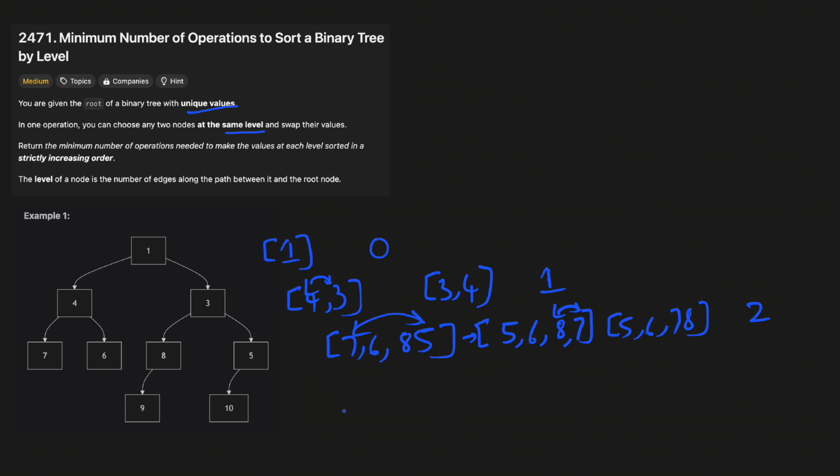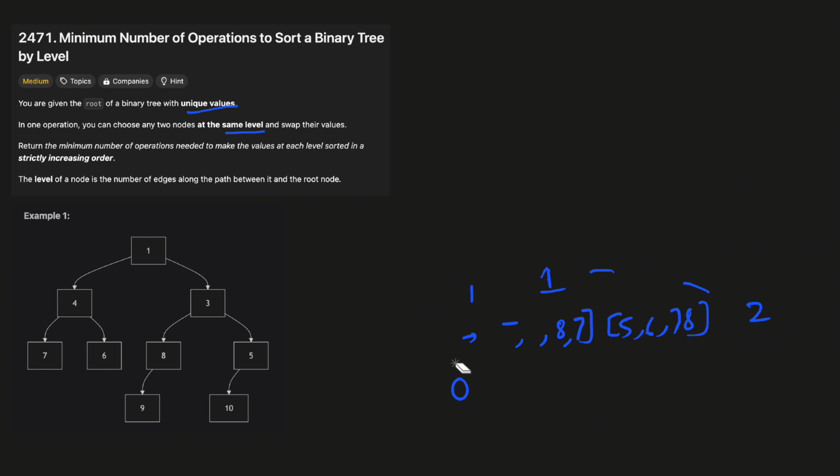And finally at the last level, nodes are 9 and 10, which are already sorted. So the minimum number of swaps required here is 0. So the total number of minimum swaps required to make the values at each level sorted is 1 plus 2, which is equal to 3.